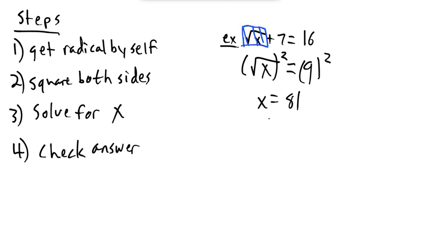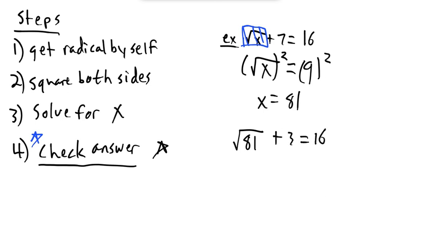Now I know we always say that, but this is super important here. So make sure you underline it, star it, do whatever you need to remember that we need to be doing this every time, especially with these problems. Okay, so check your answers. Put that back in. We have the square root of 81 plus 7 is equal to 16. Square root of 81 is 9, so we get 9 plus 7 is equal to 16.